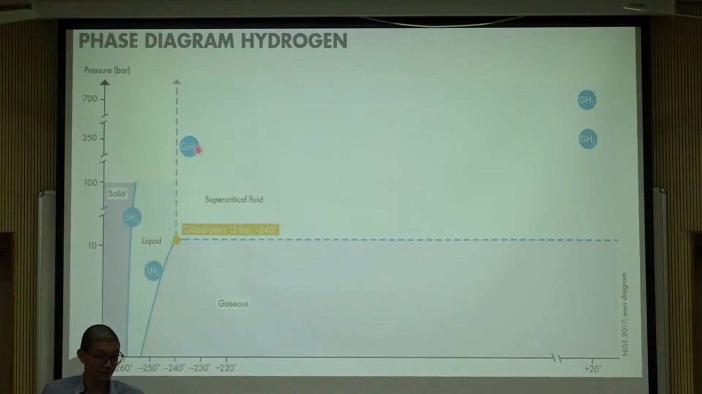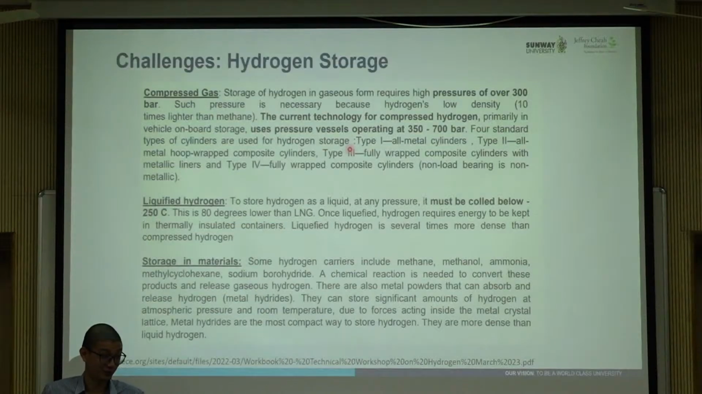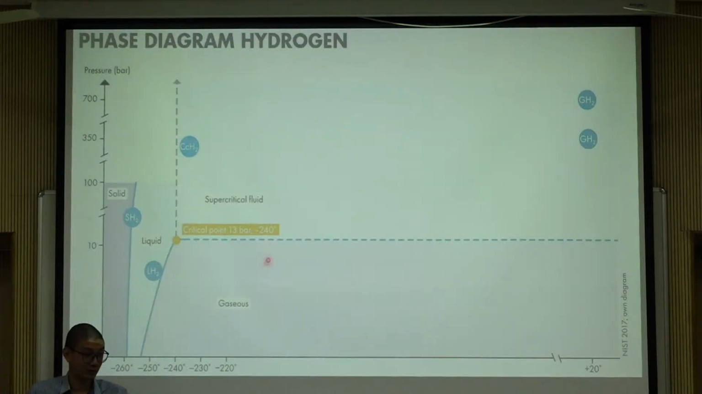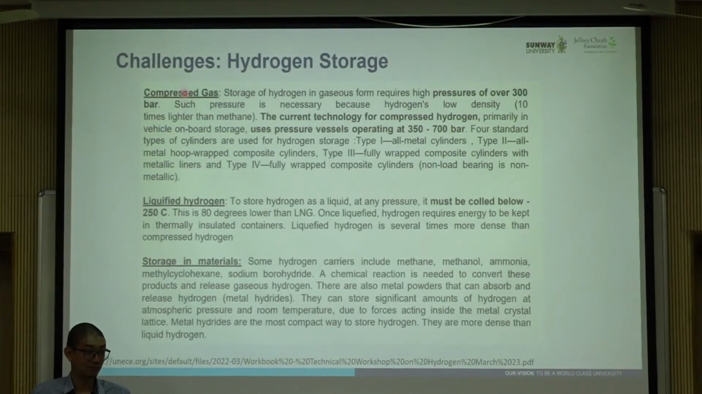So that's why storage is one of the issues. So what about compressed and liquefied hydrogen? We have these two typical methods. One is compressed gas. Another one is liquefied, which must be below negative 280, which is 80 degrees lower than liquefied natural gas. That's why it needs a very low temperature, and for compression, it needs to be compressed up to 350 to 700 bar. This one is very highly compressed.